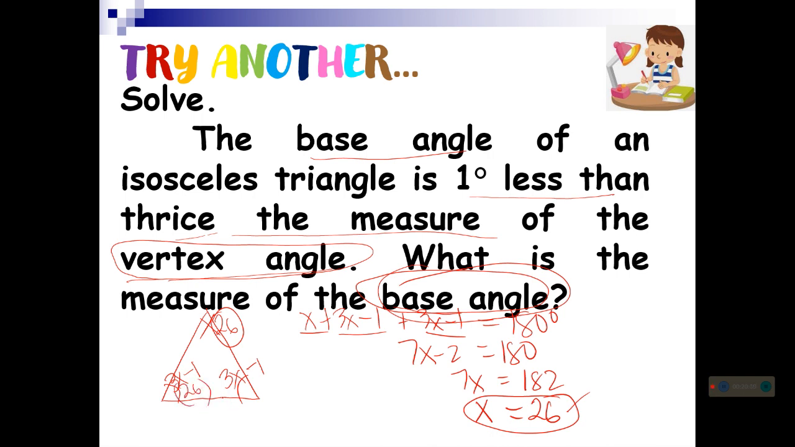So we will have here 26 times 3 is equal to what? Do you have any idea? Again, 26 times 3 is... okay, we have here 78. Minus 1 is 77. Of course, we have here also 77. And if we add, we have 77 plus 77 plus 26 is equal to 180. So again, therefore, your answer here is 77 as the measure of the base angle.